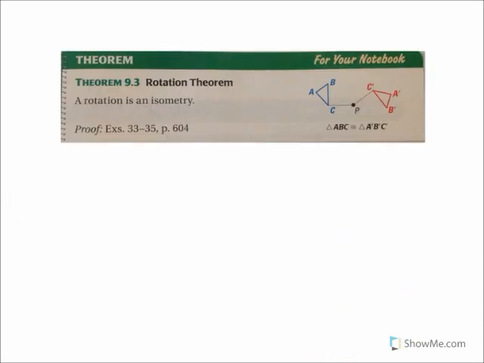Lastly, for our lesson, here is the only theorem. This theorem states that a rotation is an isometry. Isometry means that even after the rotation, it remains equal, meaning that AB is congruent to A prime B prime. Does that make sense?